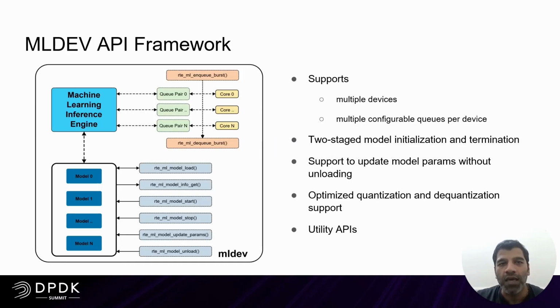As said, the API framework supports multiple devices, and each device has configurable queues per device, of course, subject to the hardware capabilities. A two-stage model initialization and termination, along with support to dynamically update the model parameters. The API framework also supports quantization and dequantization of the input and output data that is used for the inference operation. Along with that, the API also provides certain utility APIs to manage the devices and the models that are involved in the inference operations.